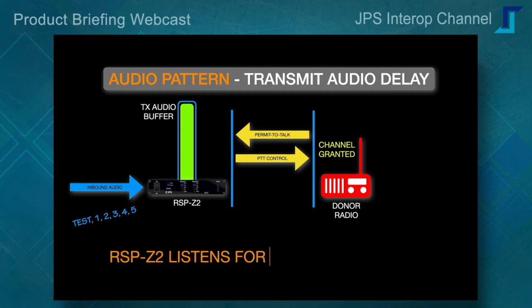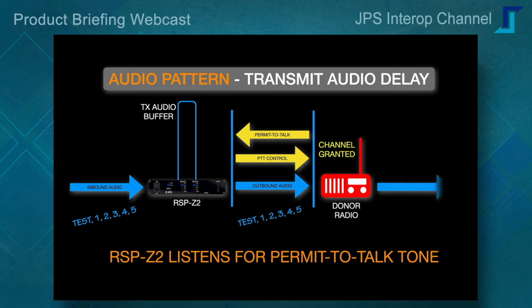the permit to talk tone. The RSP-Z2 is going to listen for the permit to talk tone. And when the talk tone goes away, we're going to release the transmit audio from our buffers in the RSP-Z2, deliver that to the donor radio, and we can, again, mitigate the loss of those first few syllables or words of the transmitted audio stream.